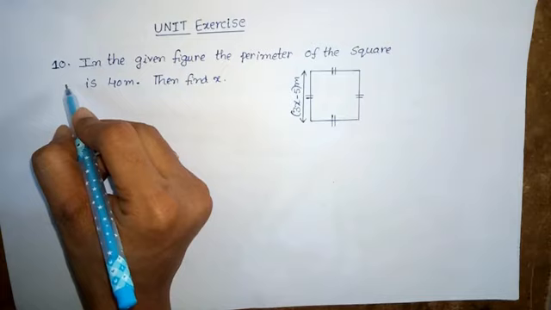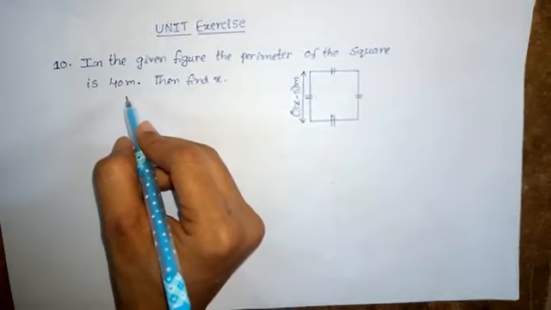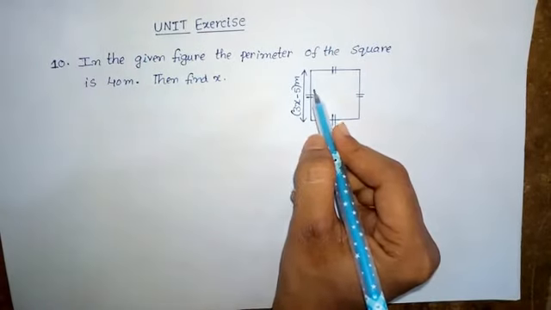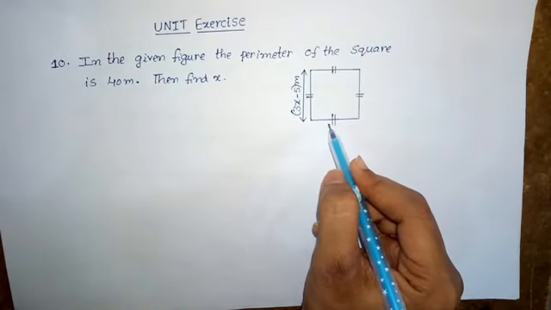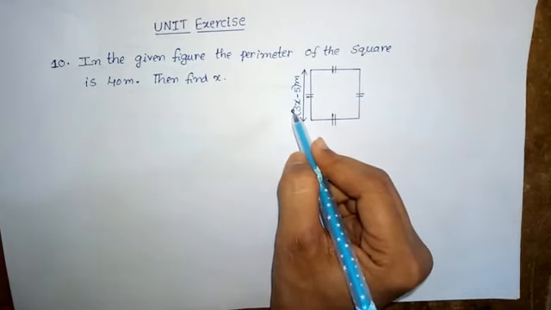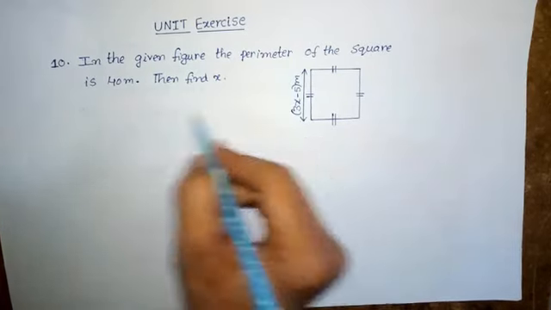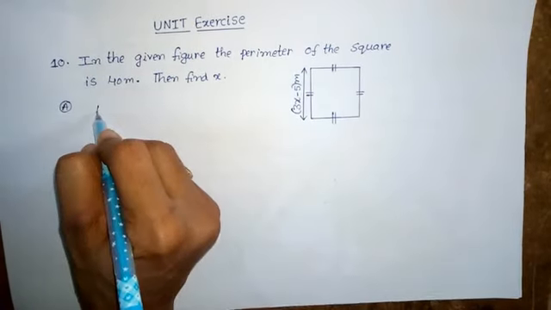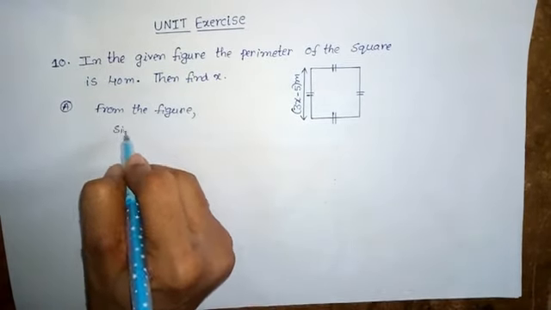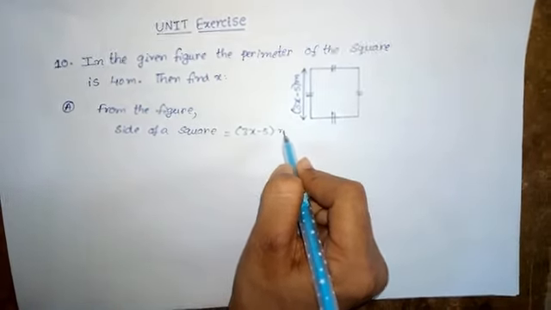Next problem, unit exercise 10th one. In the given figure, the perimeter of the square is 40 meters, then find x. So observe the diagram. So this is a square diagram. A square consists of 4 equal sides. So in this diagram one side length is given. So one side length is equal to 3x minus 5 meters. So first write that from the figure, side of a square is equal to 3x minus 5 meters.